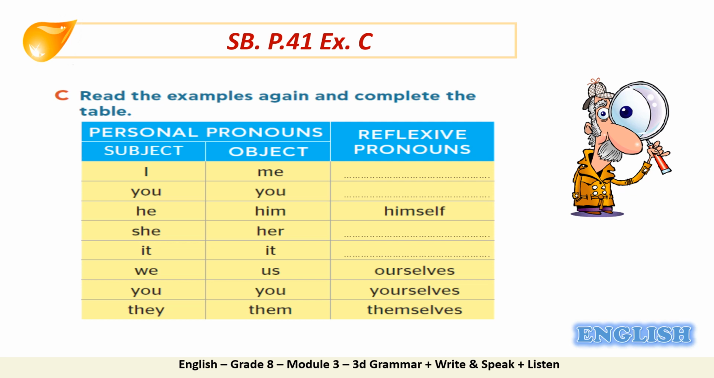Next task, read the examples again and complete the table. Please pause the video, read the previous examples, and try your best to complete this table on your own. Alright guys, when I say I, me, the reflexive pronoun is, very good, myself; you, yourself; she, herself; it, itself. Good job.